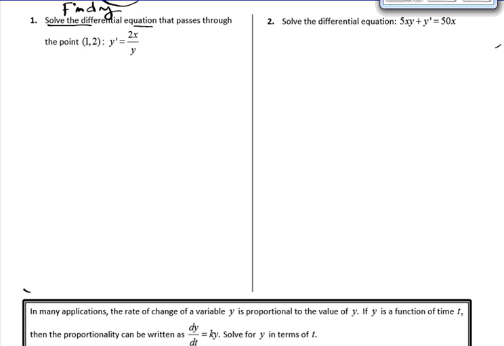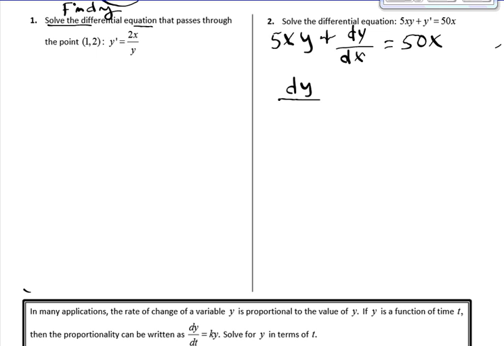So for number 2, you have to do a little bit more work in order to separate the x's and the y's. My first step typically with these, if we don't already have this in the form dy dx, I like to put this back in the form dy dx. So y prime, I'm just going to write it like that. I'm going to get all my y's on one side and all my x's on the other side. In order to do that, I'm going to first subtract 5xy. So that's 50x minus 5xy.